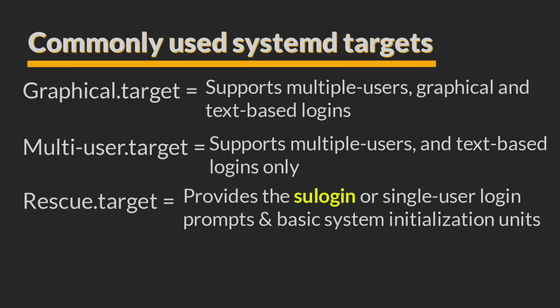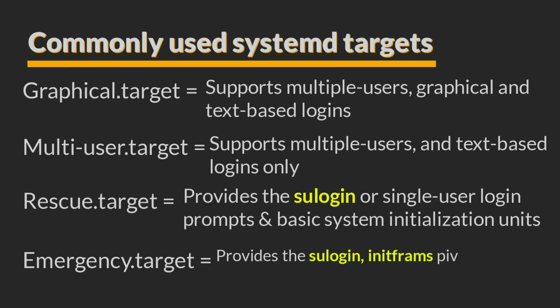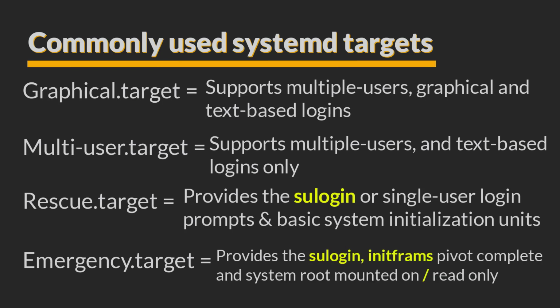The last systemd target that we are going to learn in this video is the emergency.target. With this type of systemd target, or the run level when set to a Linux system, provides SU login prompt or the single user login prompt, initramfs pivot complete, and system root mounted on /read only. Please take a short research on the initramfs pivot complete and system root mounted on /read only. Also, you can have a short research on SU login prompt in the internet. Including these all will make this video lengthier. That's why I have excluded them.